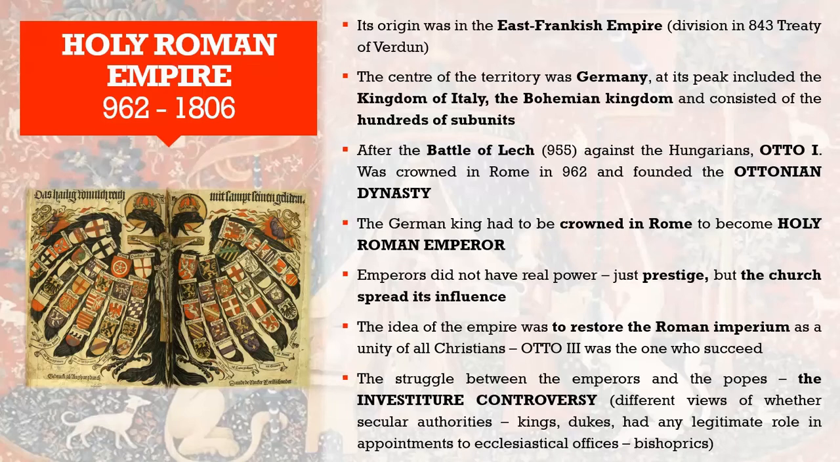The investiture controversy is the name of the struggle, and it was about different views of whether secular authorities, these are kings, dukes, and other titles like knights and sirs and so on, had any legitimate role in appointments to ecclesiastical offices like bishoprics, so bishops, abbots, archbishops, and so on.